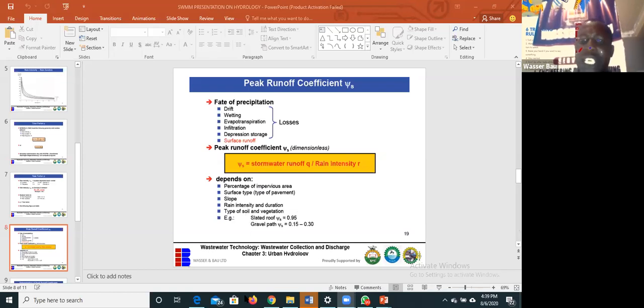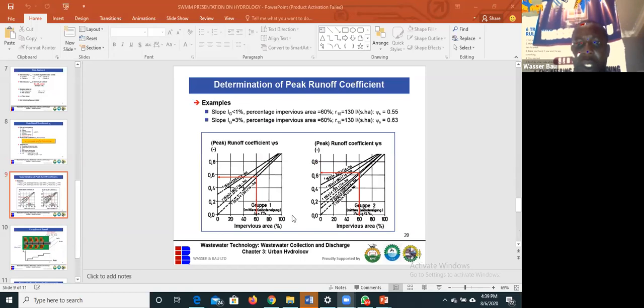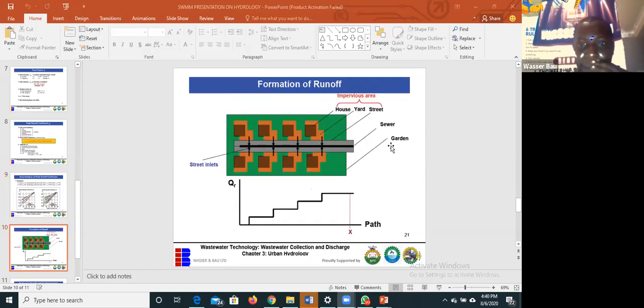Gentlemen, what we are talking about here is how do you compute what flows into your drain? It's a function of the area, the type of soil, the slope of the area, and many other factors. If you read this through, it will tell you the relationship between the impervious area and the slope. The higher the slope, the higher the runoff coefficient. A slope of less than 1% has a runoff coefficient of 0.55. The same material with a slope of 3% has a runoff coefficient of 0.63. It means the more sloping an area is, the higher the runoff coefficient. So runoff coefficient is directly proportional to slope. Now look at this.